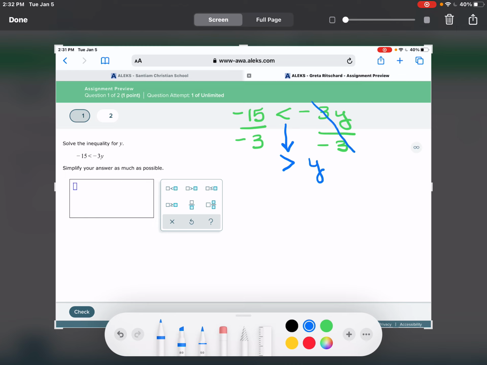And negative 15 divided by negative 3 gives me a positive 5. So I have 5 is greater than y, or if I want to turn that around, y is less than 5, so I'm keeping the little point pointed at the y. So whenever you multiply or divide by a negative, you've got to flip the sign and keep track of it.